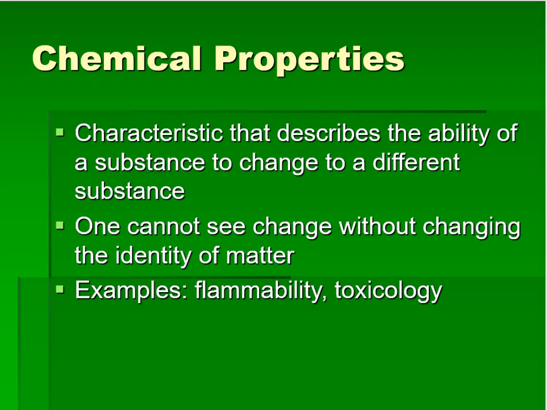All right, moving on to chemical properties. These are characteristics that describe the ability of a substance to change into a different substance. So it's no longer going to be the substance that it initially was. These are not things that we can identify by looking at them, at least without there being a change in the identity. Examples would be the flammability. So does it catch on fire? Its toxicology. Is it caustic? Is it corrosive? Those are things that are associated with chemical properties.